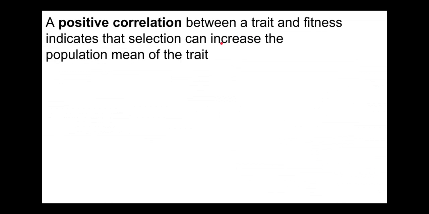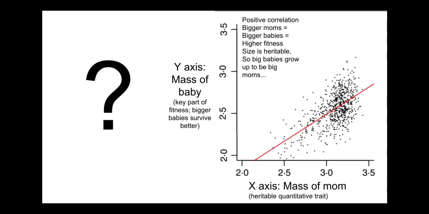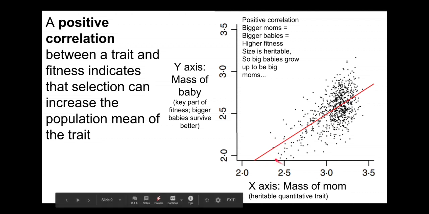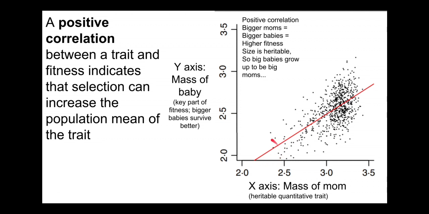A positive correlation, an upward slope between a trait and fitness, indicates that selection can increase the population mean of that trait. So in this case, selection would increase the mean size of the mom in the population, because bigger moms produce bigger babies, and bigger babies are more likely to survive and pass their genes on. The small moms on the lower end of the x-axis, down here at 2.5, are going to produce small babies. Small babies aren't going to survive well and pass on their genes, so those genes are going to disappear from the population.